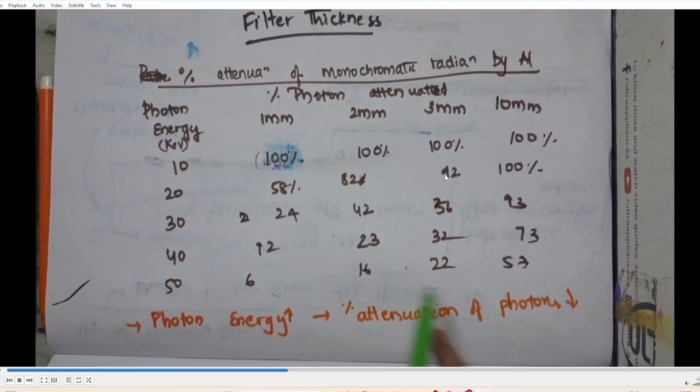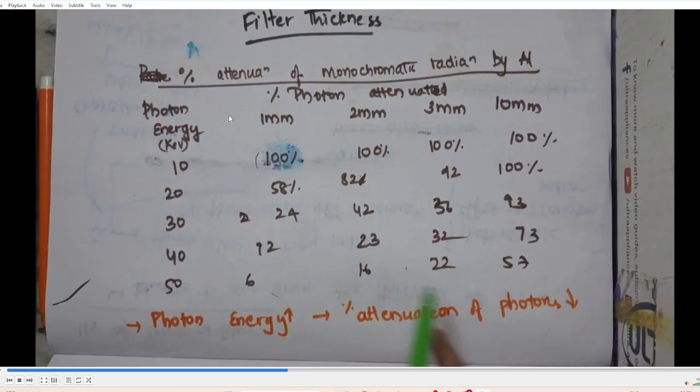if you see, most of the energy is lost by this 3 mm filter. So not just low energy radiation, but most of the energy of 30, 40 and 50 kilo electron volt is also lost by using 3 mm filters. If you see in the right column, with 10 mm filtration, excessive filtration is seen.